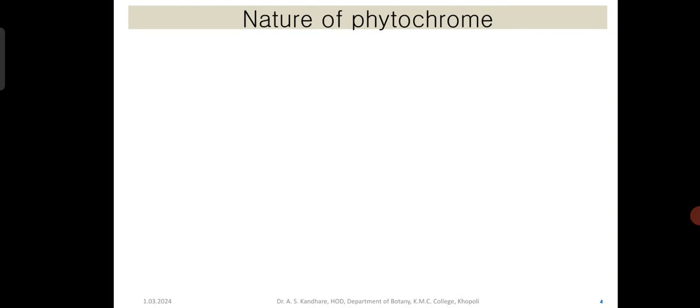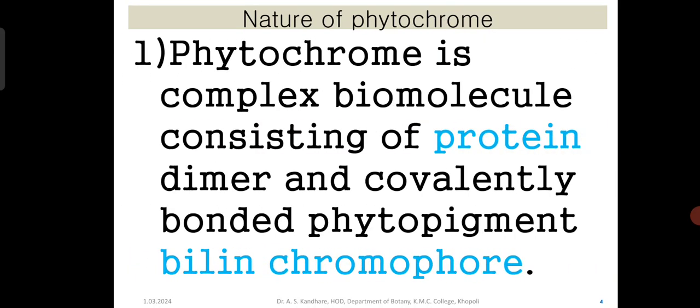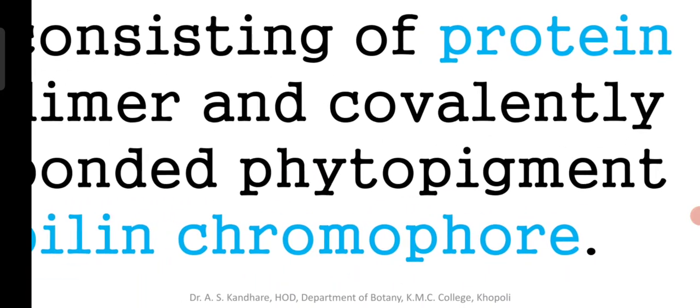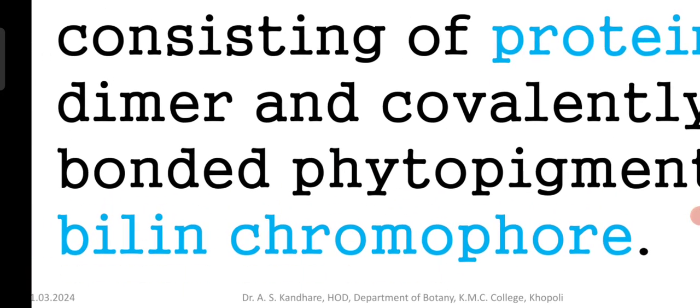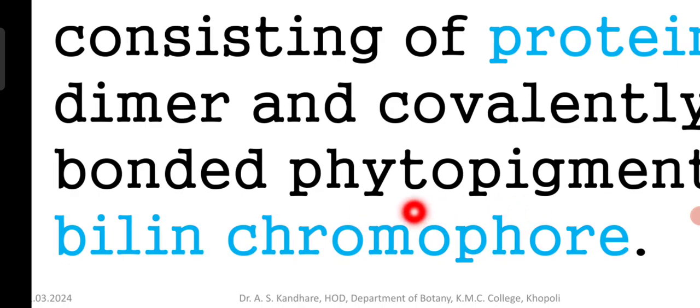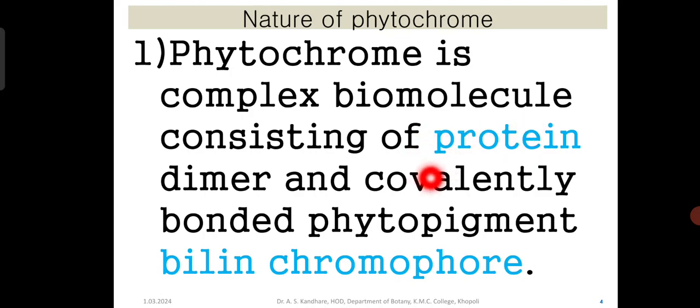So here you can see the nature of phytochrome. Phytochrome is a complex biomolecule consisting of a protein dimer and a covalently bonded phytopigment called bilin chromophore. So you can see here this is the important name, that is bilin chromophore. This is the plant pigment which is covalently attached to the protein part of the phytochrome.